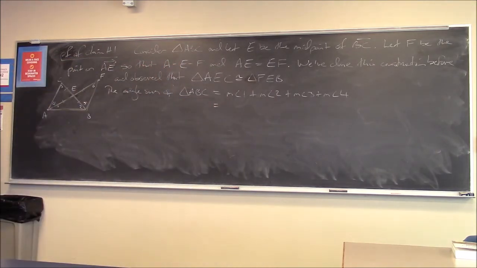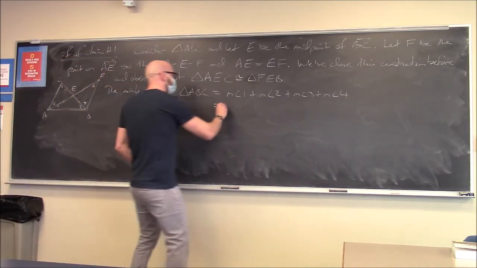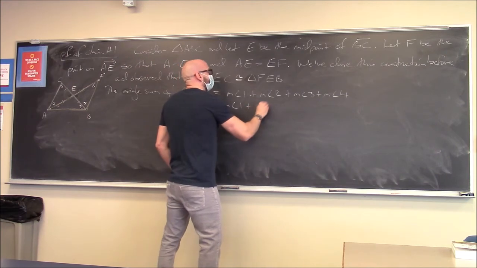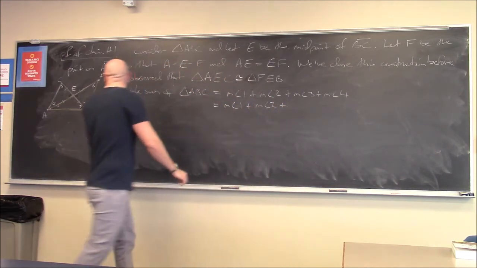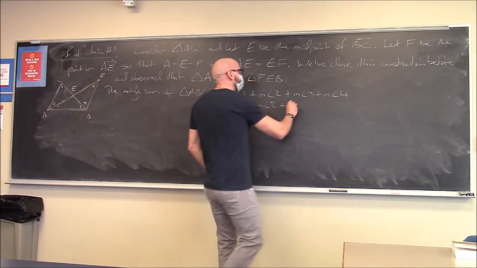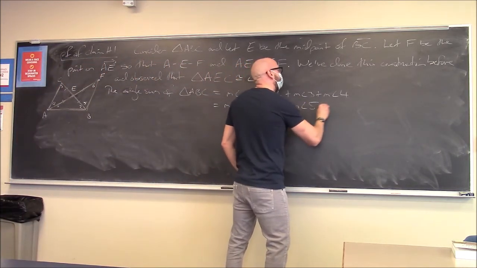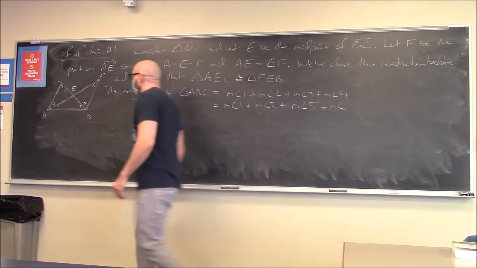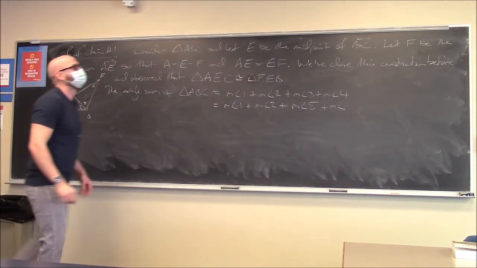So let's replace these with certain pieces. Still, I'm going to call this measure of angle 1 and measure of angle 2. What does measure of angle 3 equal in this picture? It's congruent to another angle, by congruence of triangles. 3 is equal to 5, right? Those are the same angles. Measure of angle 5. And angle 4 is the same as angle 6.